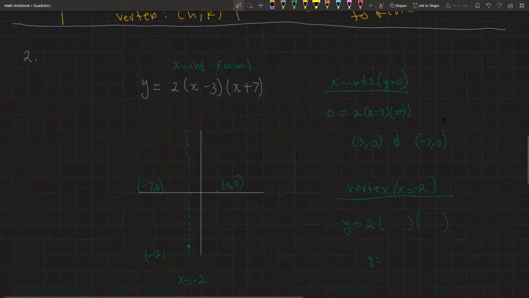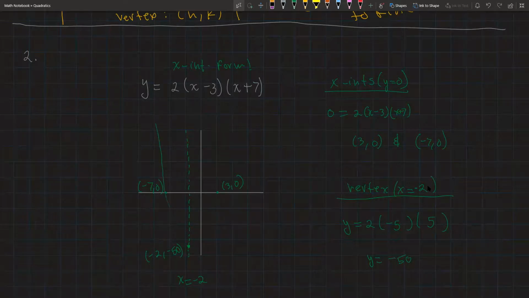Negative 2 minus 3, negative 5. And negative 2 plus 7 is positive 5. And however you choose to simplify that, that's negative 50. Cool. So negative 2, negative 50 is the vertex. We know that it crosses the first x-intercept right there, reaches its lowest point, crosses the y-axis when it is a negative value, and then the x-intercept is positive on the right side.